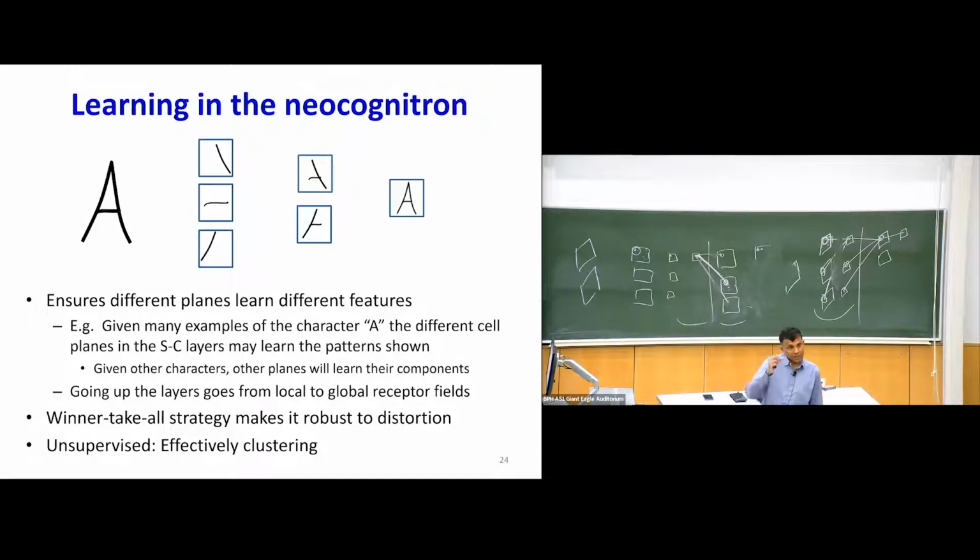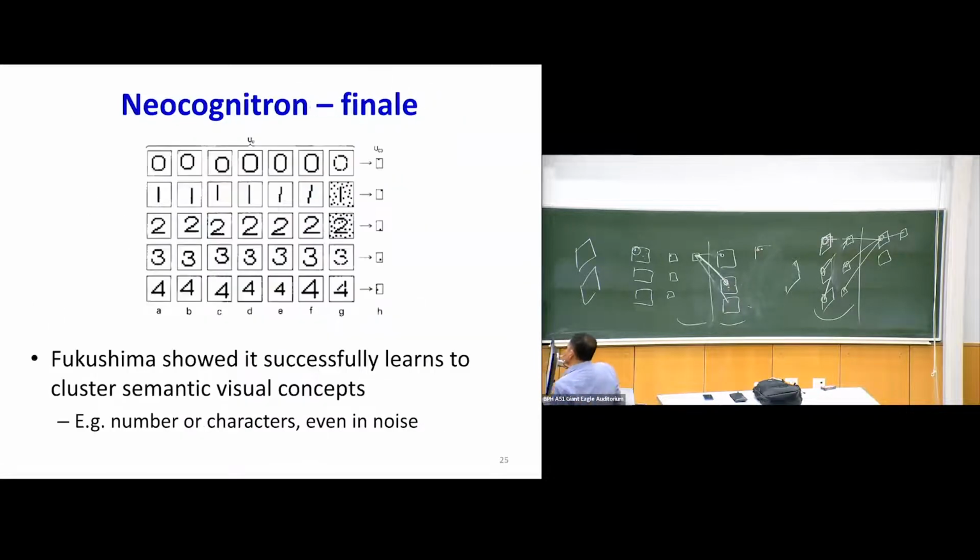So you'd have some cells, some S-planes, which are specialized to detecting the character A. Something else might detect the character B, and so on. And so they actually have these very nice results. Fukushima showed that, for instance, if you train these models on images of lots and lots of digits, by the time you get to the final layer, you have some S-planes fire only in response to inputs of 0. Others fire only in response to inputs of 1, and so on. So they automatically learn to cluster visual concepts, and they do so even in the presence of noise.